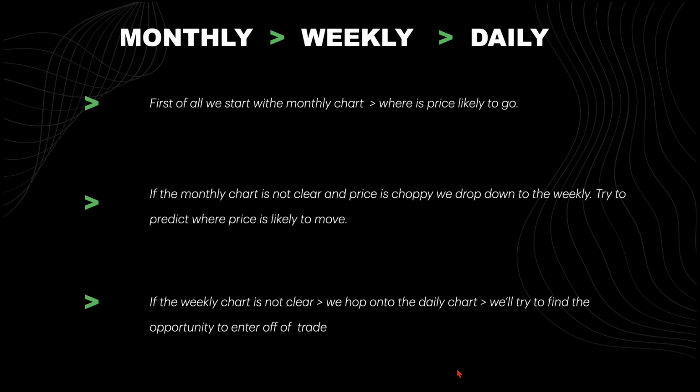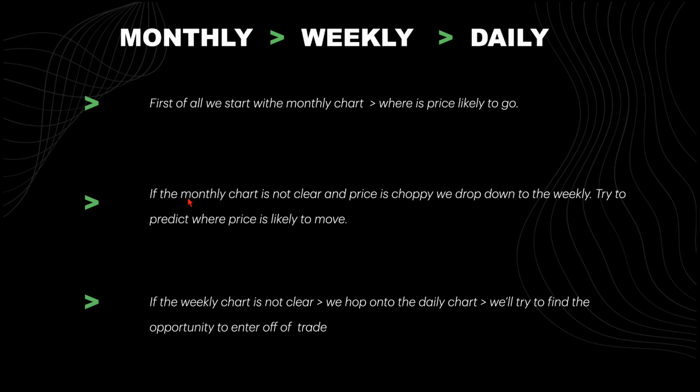The analysis begins with monthly charts, then moves to weekly, and finally daily charts to evaluate clarity and direction. First of all, we start with the monthly chart and try to predict where price is likely to go and whether we are in a sell program or buy program.